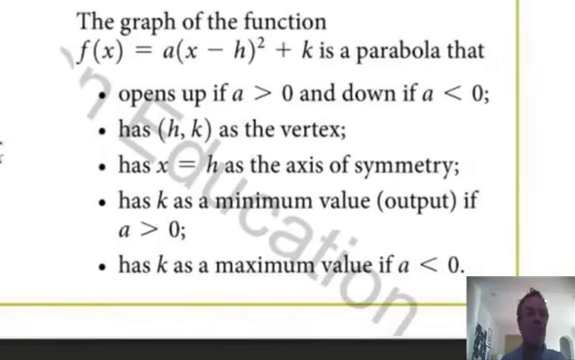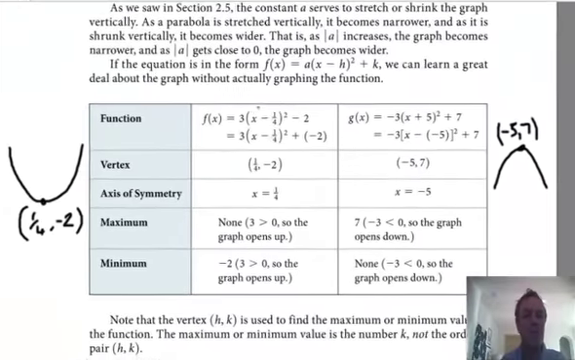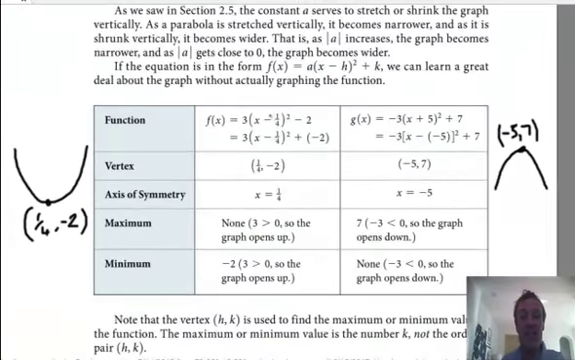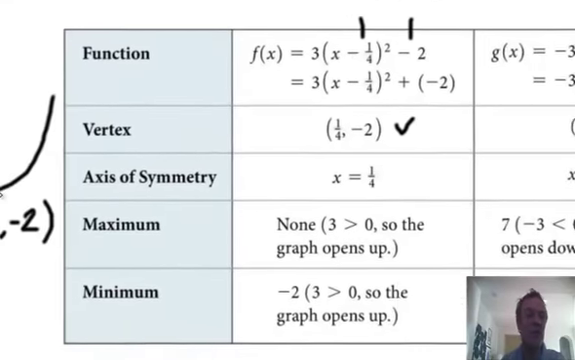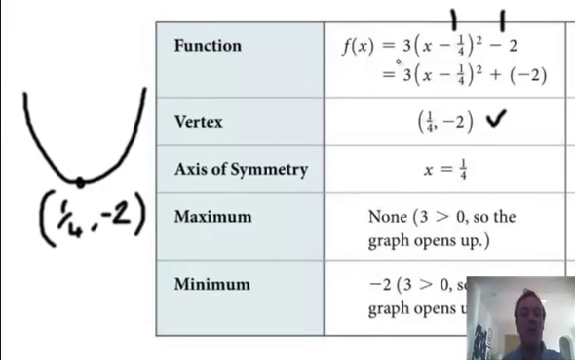Right, let's look at some more. So again, look at this one. Just an example here. Can you see the vertex is going to be (positive 1/4, negative 2). There it is. This one is (negative 5, positive 7). There it is. So again, if I had to draw it, here's a minimum because it's a positive, right, at the vertex (1/4, negative 2).